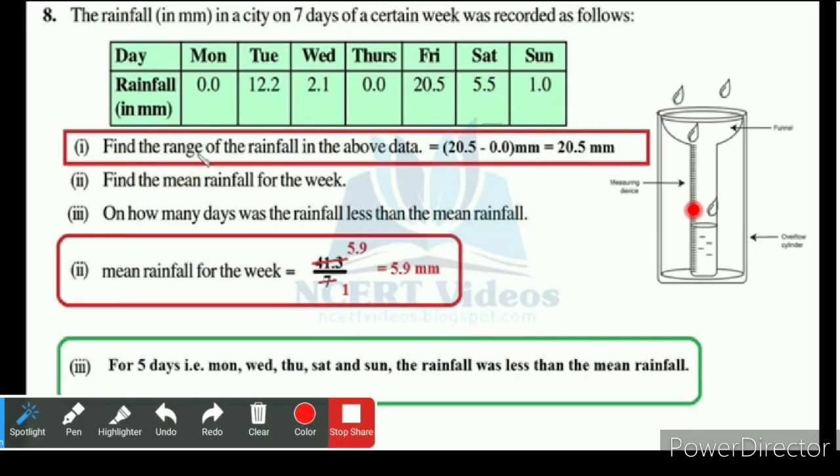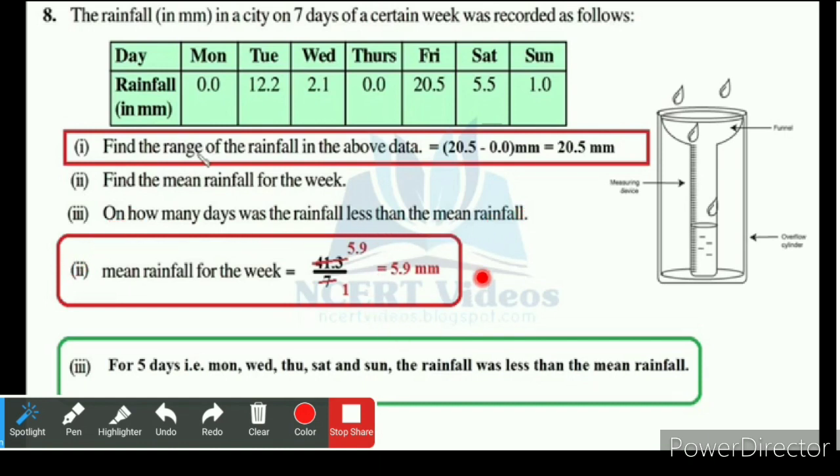This is the measuring device to measure the raindrops. It is a funnel. It collects drops and measures the falling of rainfall. Third part of the question: on how many days was the rainfall less than the mean rainfall?